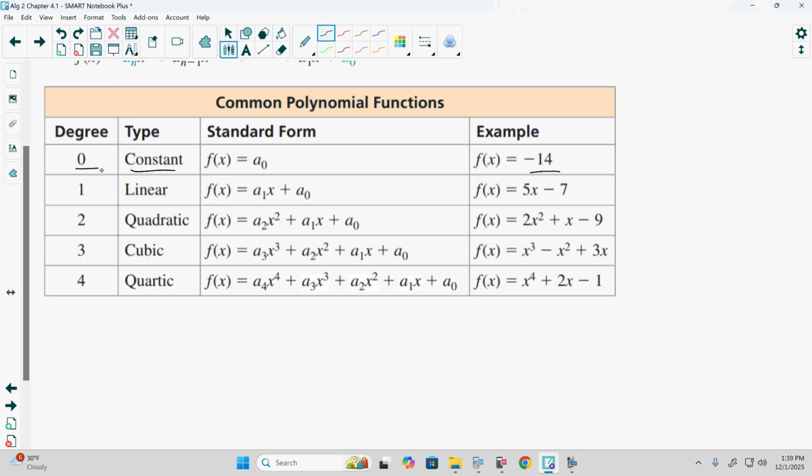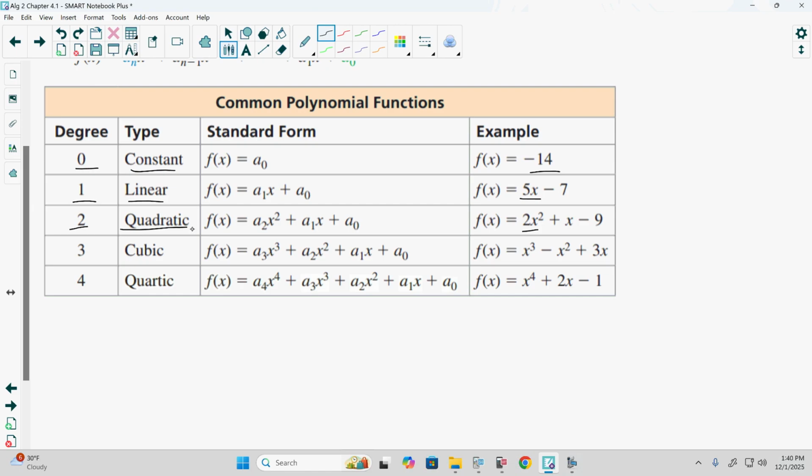Constant, degree 0. So our linear function, our variable with the biggest exponent would be x, or x to the first. So it tells us our degree is 1, which means it's a linear function. It's an equation of a line. 5x minus 7 would be a linear function, equation of a line. Our next example we have is 2x squared plus x minus 9. So our term with the variable with the biggest exponent is our 2x squared. X squared tells us that the degree is 2, meaning it is a quadratic equation.